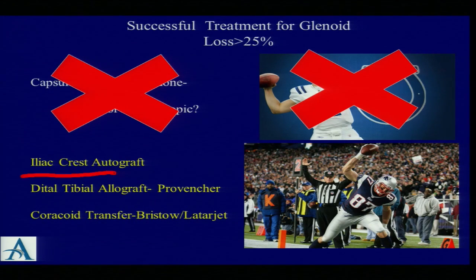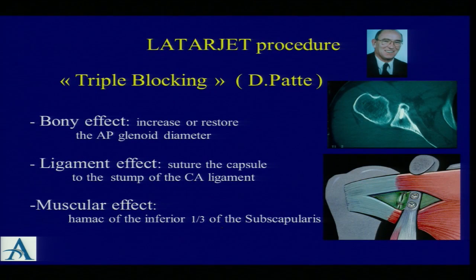That you can do free grafts, iliac crest grafts, allografts. The distal tibial allograft is looked into by Matt Provencher as an interesting concept, but the more classic and certainly more commonly performed are the coracoid transfer procedures, the Bristow and the Latarjet. So the Latarjet procedure, what is it exactly?